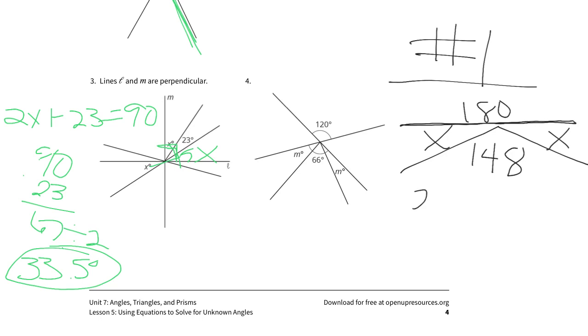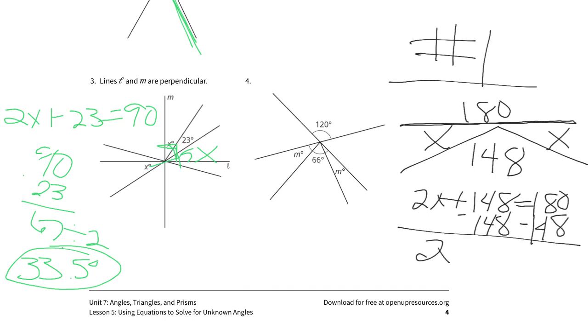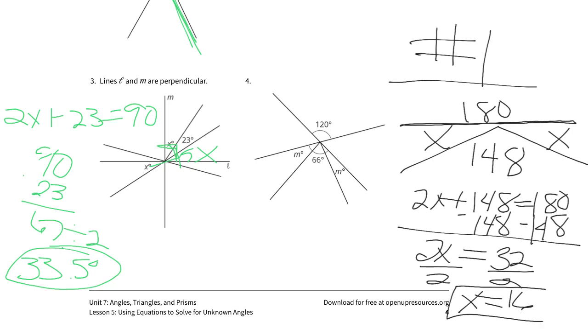We know the 2 X's plus the 148 gives me 180 degrees. So if we minus 148 from both sides, 180 minus 148, I get 2 X's equals 32 degrees. We divide by 2. 1x equals 16. So your answer to number 1 on your assignment today is 16 degrees.